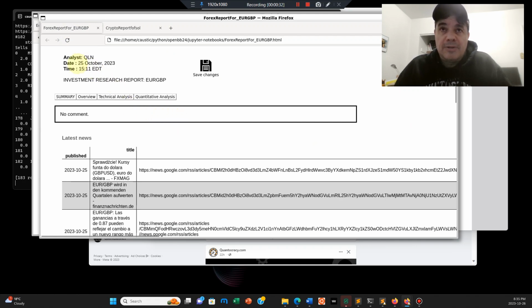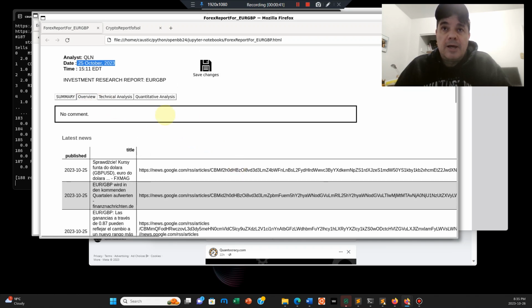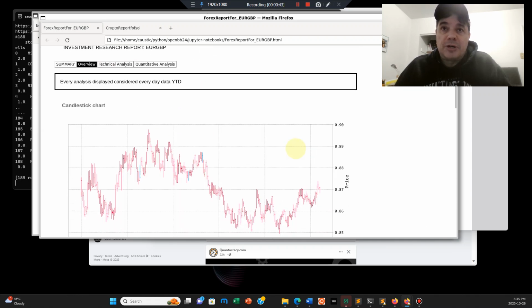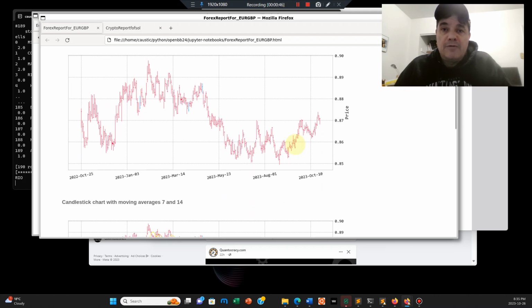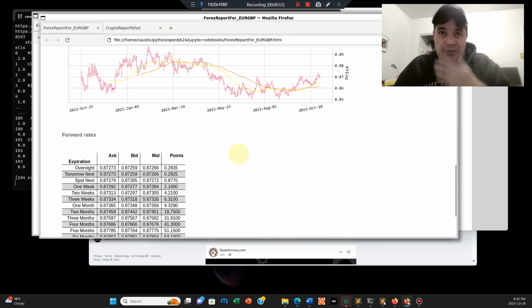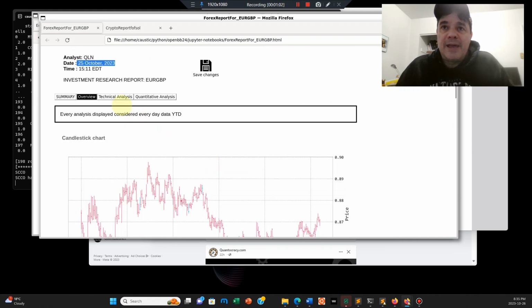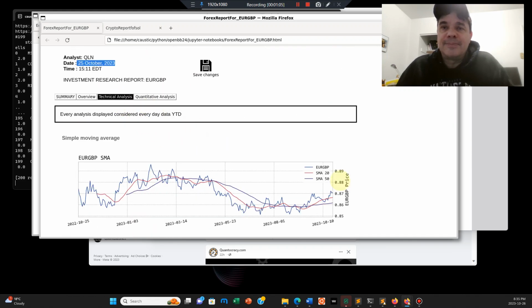You can see it was generated here on the 25th of October. We get the summary, which is really just news, and the historical data, open, high, low, close. And then we get our overview of the chart, candlestick over the last year. And you can see the simple crosses, 7-day 14 average. Those are probably one of the most effective ways to trade those moving average crosses. And we get the forward rates. And then under that, we get the technical analysis.